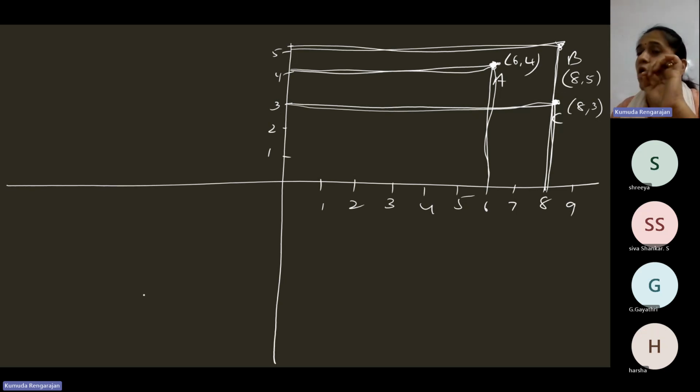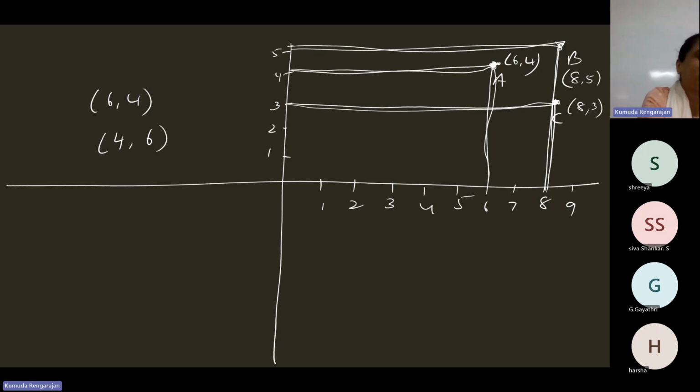This address is called an ordered pair. Ordered pair, because you can just say pair. Why ordered pair? Because the order is important. Because the address 6, 4 is different from the address 4, 6. That's why ordered pair.